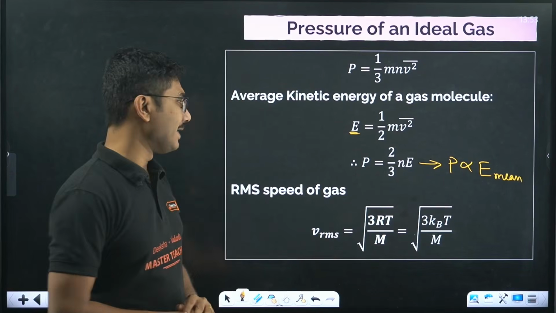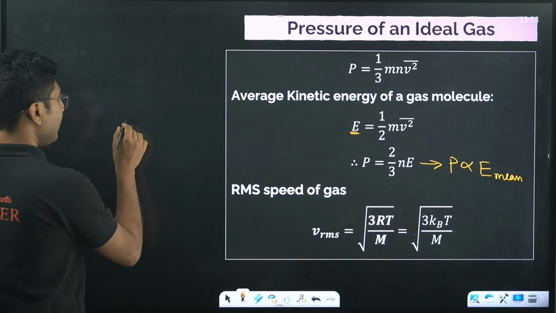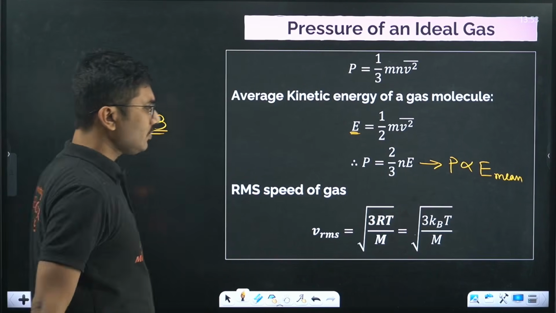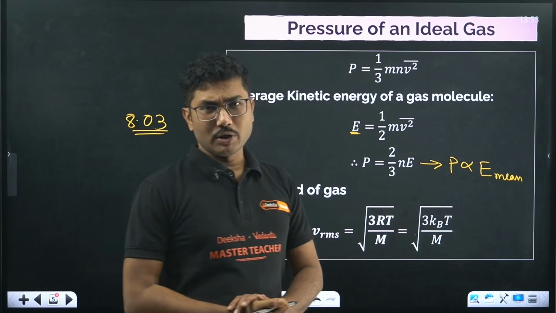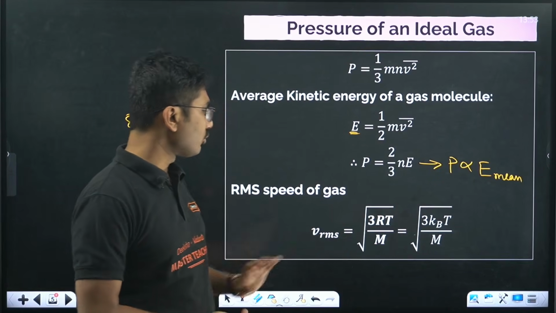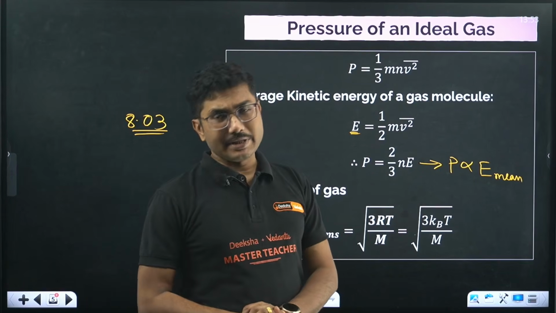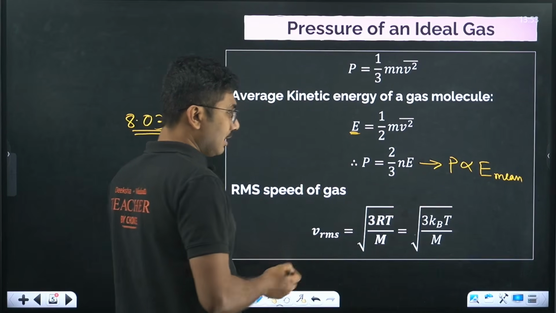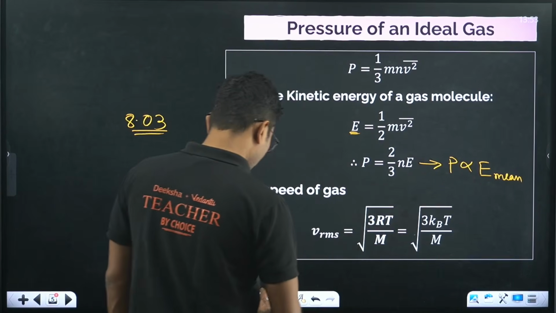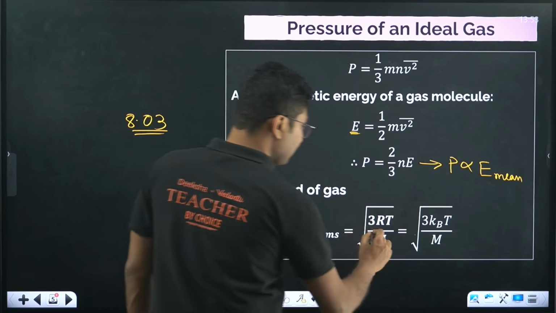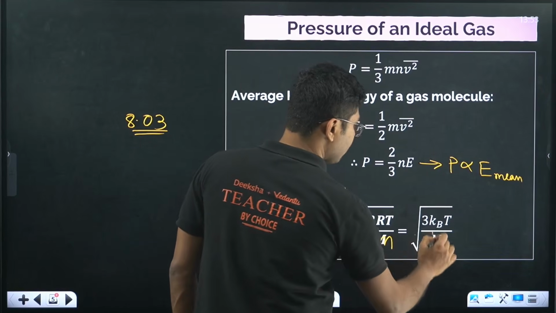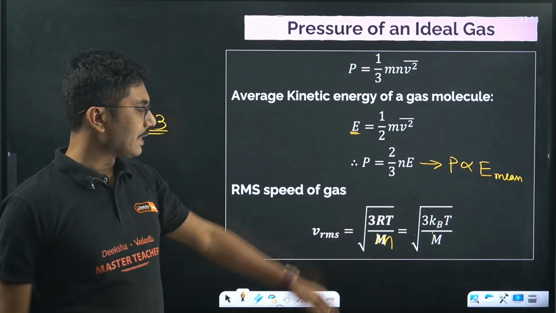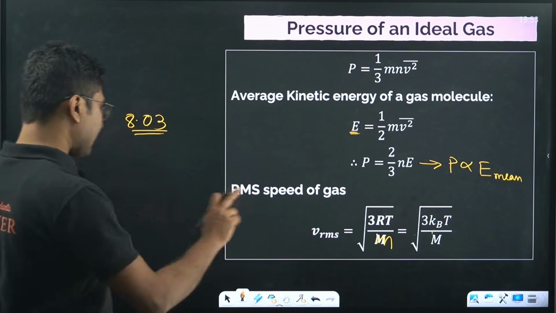R is the ideal gas constant, which is approximately 8.31. And M is the molar mass. From there you can also convert it into 3 kBT by m. There is a small mistake: this is the mass of one molecule, and here is the mass of all the molecules. If you multiply N with this, you will get this answer. Okay, I need to check that once.